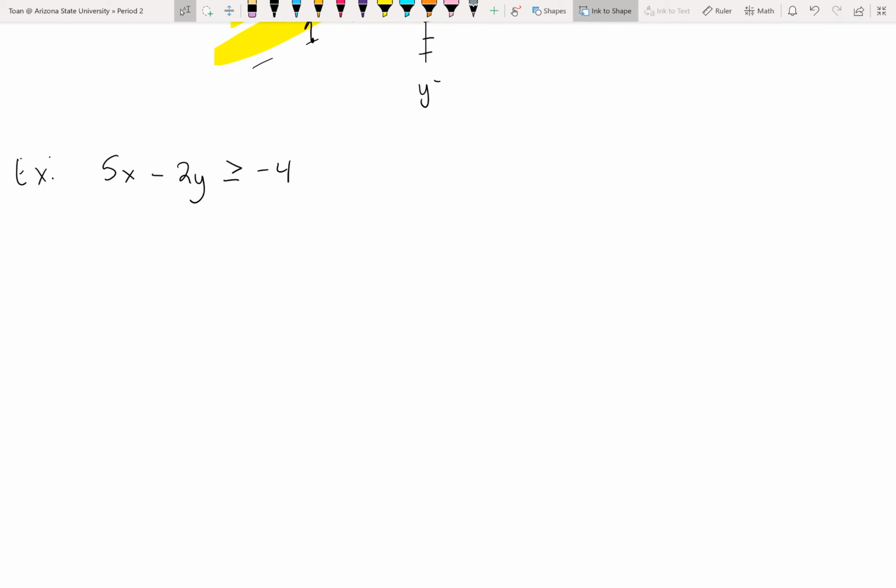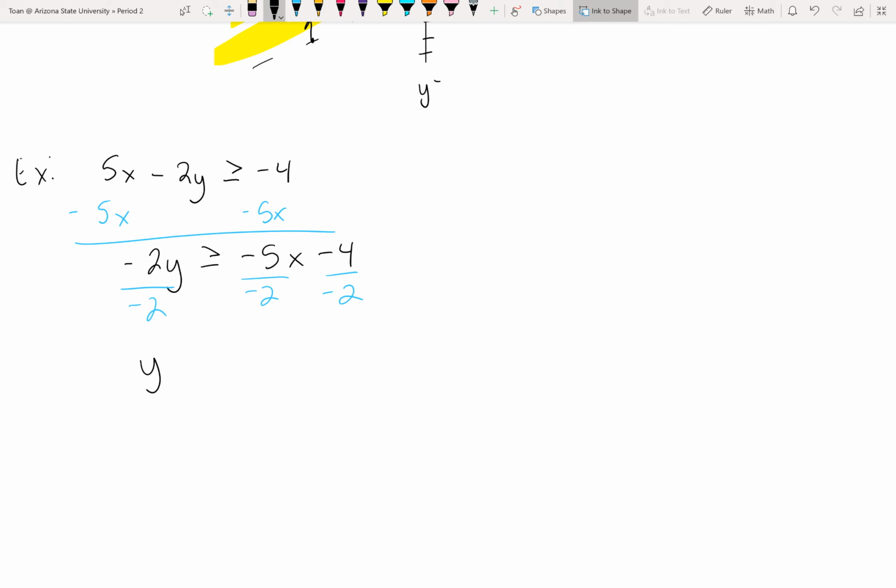Just solve for y. So to solve for y, I'm going to subtract the 5x. We have -2y is greater than or equal to, I like to write the x first, so I'll write the minus 5x first and then minus 4 second. And then the last step is to divide by -2. The only reason I wanted to do this example with you guys is most kids forget that when you multiply or divide by a negative, you must flip the inequality. Now that it's in slope-intercept form, you can go ahead and graph this.